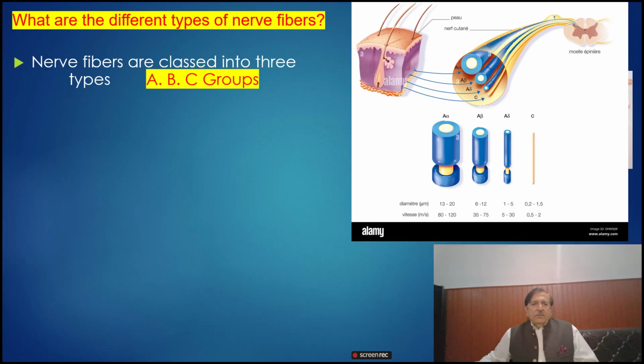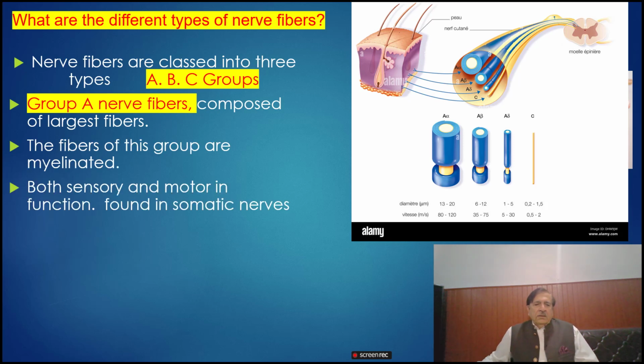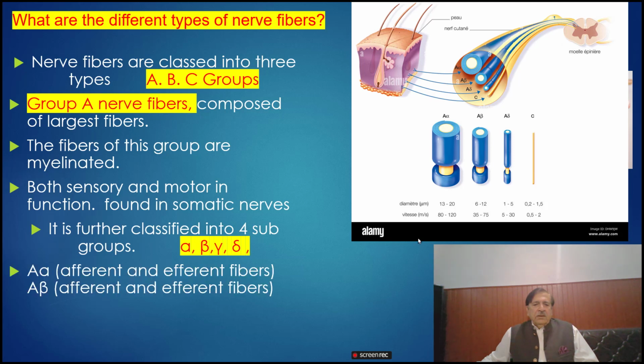What are the different types of nerve fiber? Nerve fibers are classified into three types: A, B, and C group. Group A nerve fibers are composed of large fibers. The fibers of this group are myelinated, both sensory and motor in function, found in the somatic nervous system. It is further classified into four subgroups: alpha, beta, gamma, and delta.